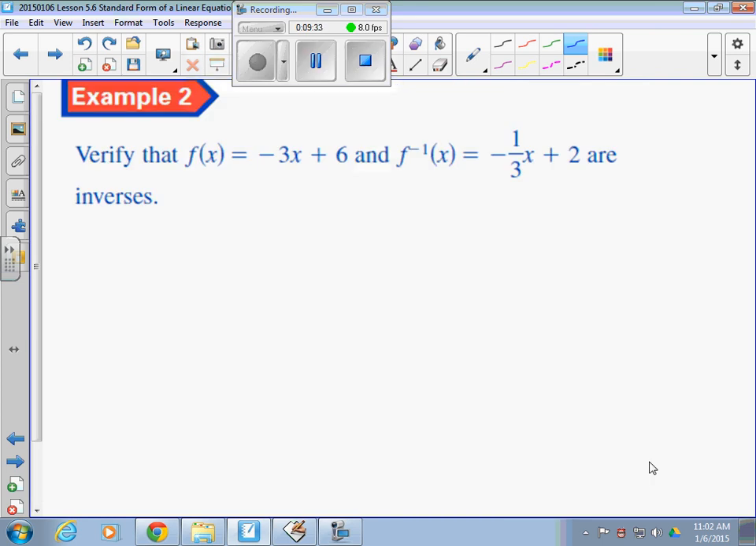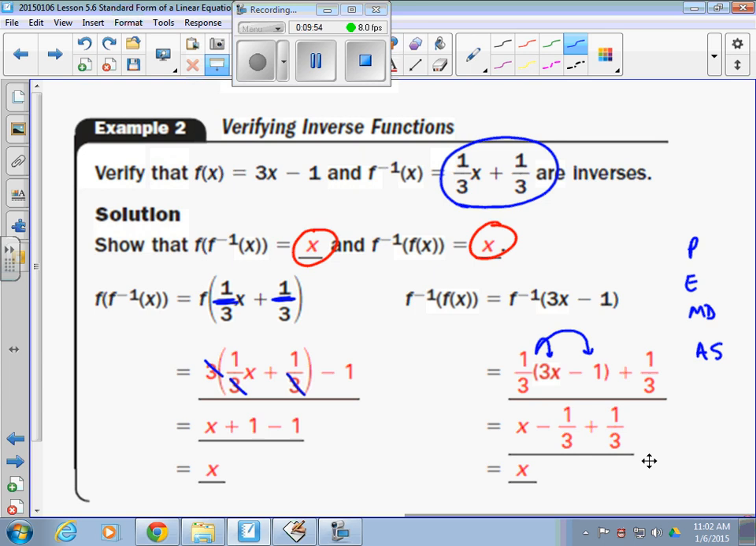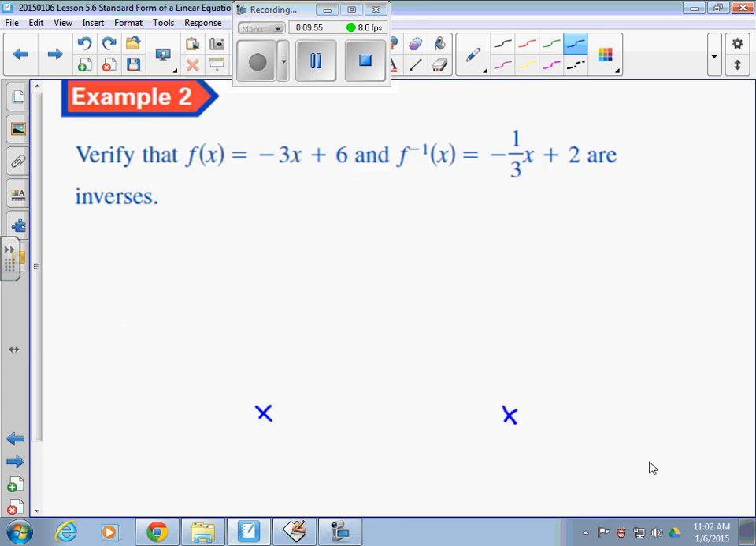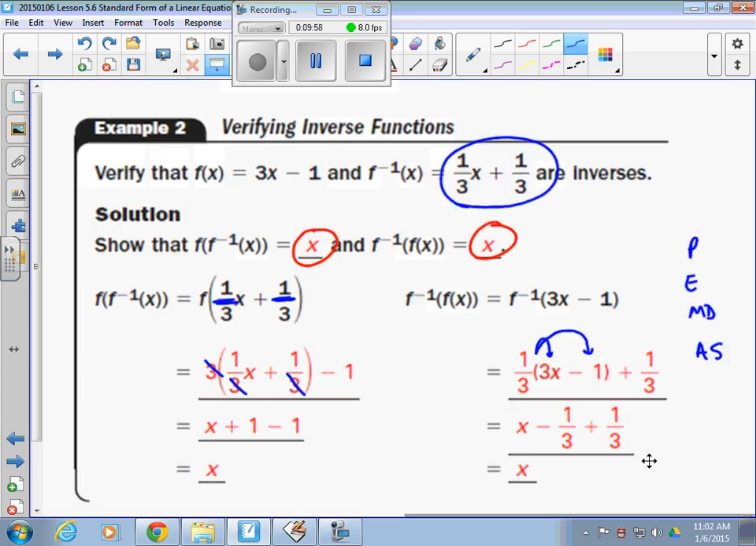It says verify that f of x equals -3x plus 6, and the inverse of f of x equals -1/3 x plus 2. Verify that they are inverse. So in order for both of these to be true, they're both going to come out just like on the last example. Look back at it. You want both of them to come out equal to x at the end. You want them both to say equal to x. We're going to work through this one real quick, because we had so much difficulty at the beginning of the last one.